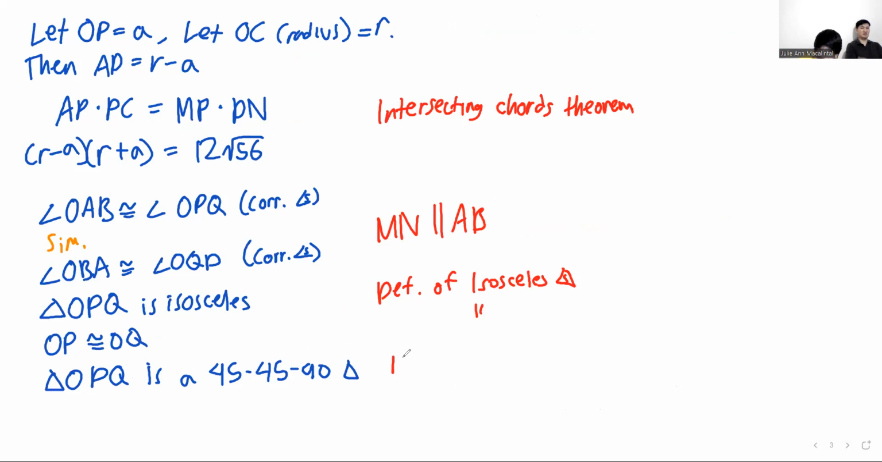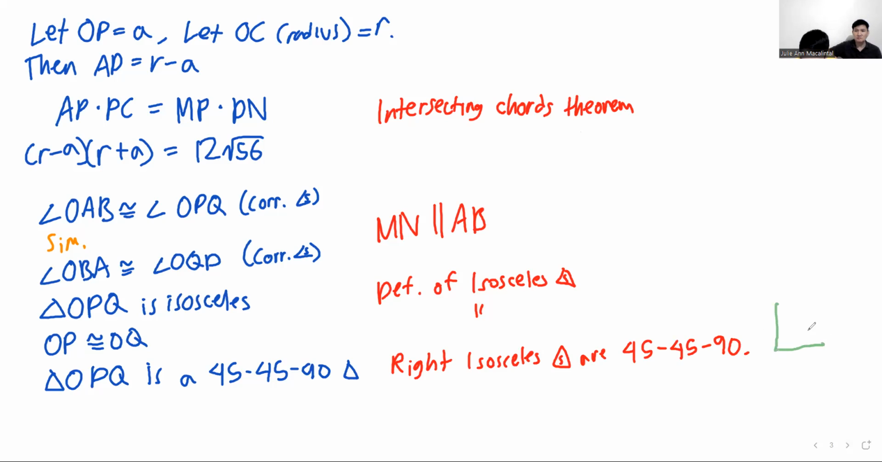Yes, it is an isosceles right triangle. So any 45-45-90 triangle has dimensions 1, 1, square root of 2.